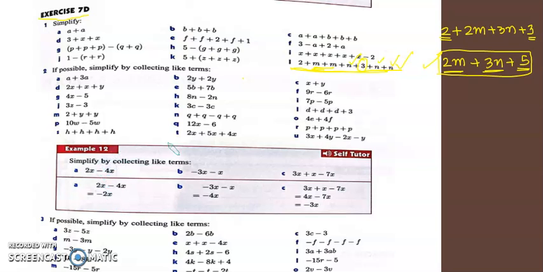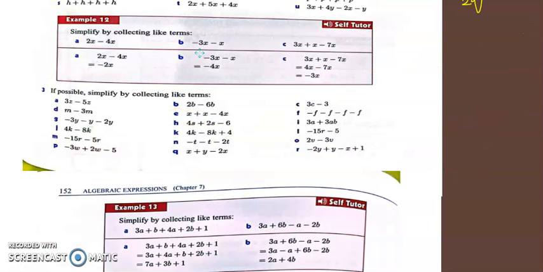Similarly, let me help you with this question. Q plus Q, Q plus Q minus Q plus Q. Whenever there is plus and minus of the same letter or term, we can cancel them out. Plus Q and minus Q get cancelled. You are left with Q and plus Q. So Q plus Q will give you 2Q.